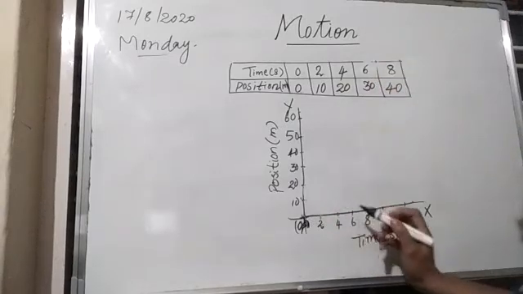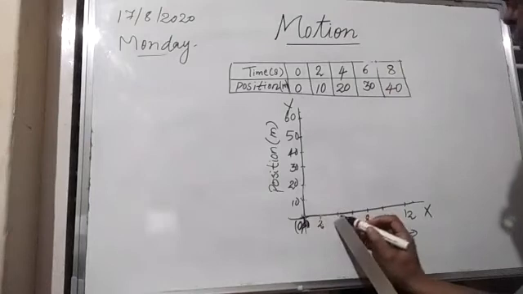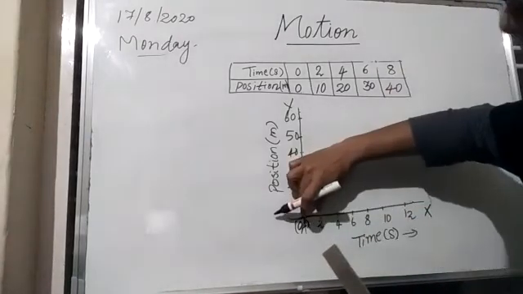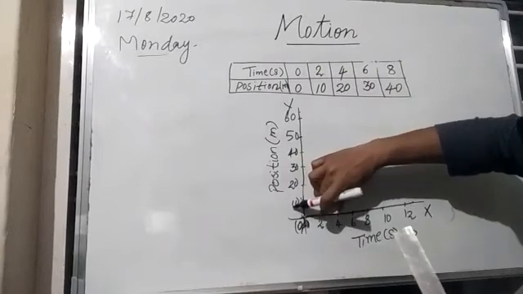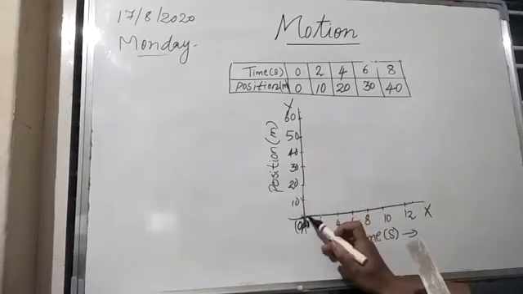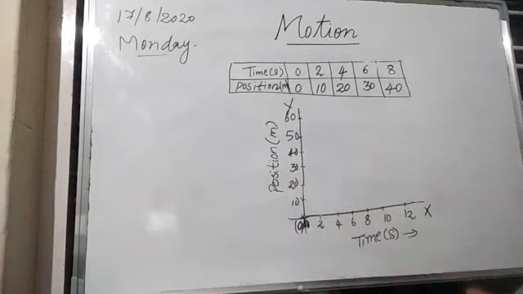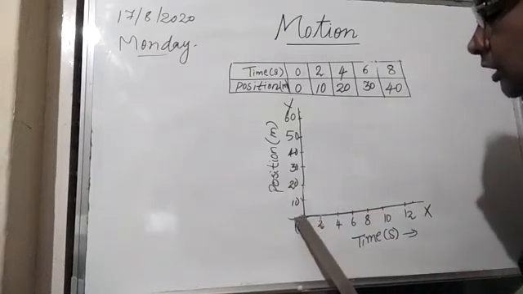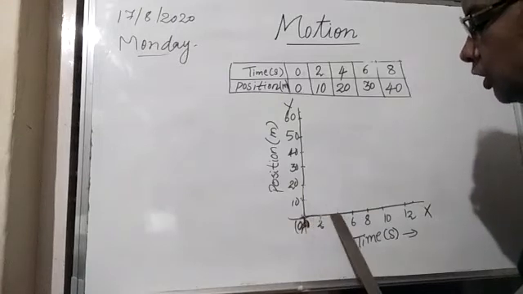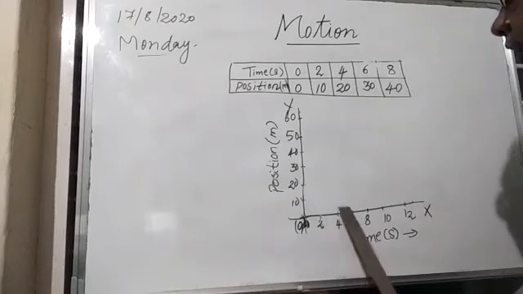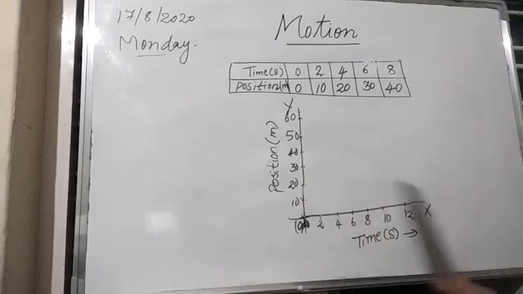I have written here 0, 2, 4, 6, 8, 10. As I told you, each point represents 1 unit. So 1 unit here represents 2 seconds. Between 0 and 2, 2 seconds; 2 to 4, 2 seconds; 4 to 6, 2 seconds. So each unit on the x-axis represents 2 seconds.